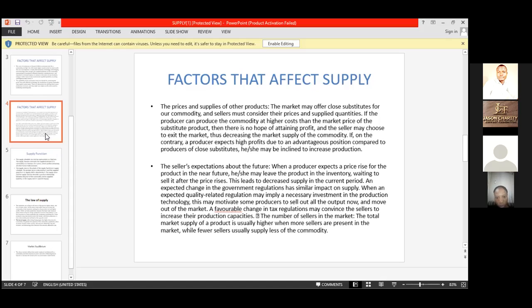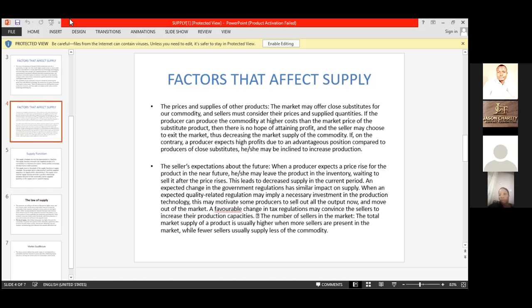The third one, which is the prices and supplies of other products. The market may offer close substitutes for our commodity, and sellers must consider their prices and supplied quantities. If the producer can produce the commodity at higher cost than the market price of the substitute product, then there is no hope of attaining profits, and the seller may choose to exit the market.